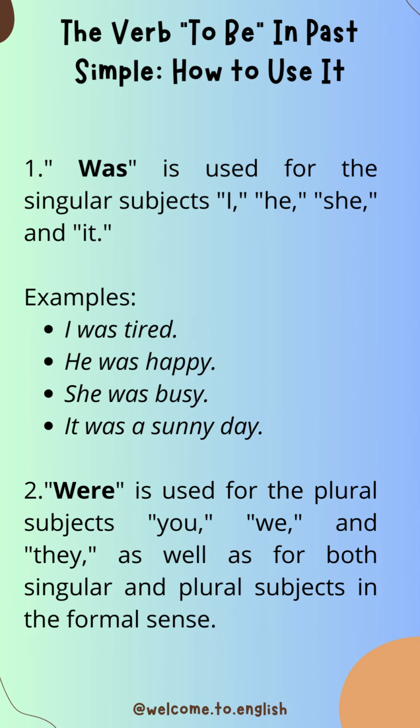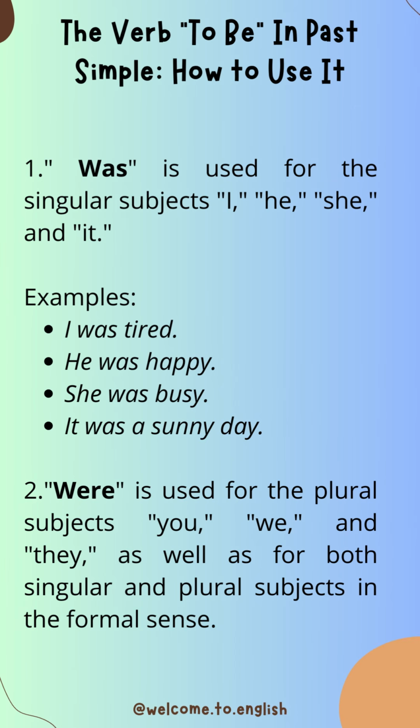Verb to be in past simple. How to use it. Was is used for the singular subjects I, he, she, and it. Examples. I was tired. He was happy. She was busy. It was a sunny day.